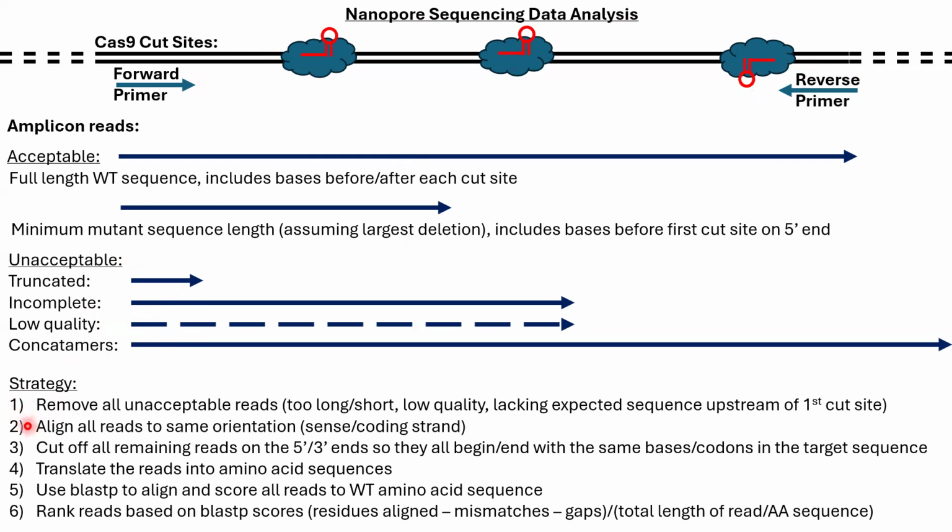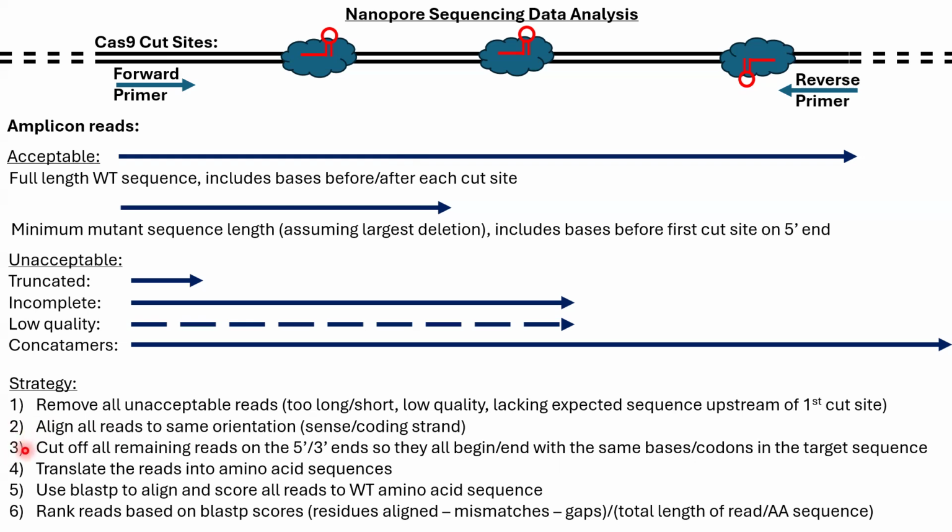After we do that, it's important to note that the reads you get back from Nanopore are going to be in random orientations. So some of them are going to read the coding strand, some of them are going to read the opposite strand. So we need to align all of our reads in Galaxy to our expected wild type sequence. So we're going to do that in step two. After we do that, then we're going to do another modification here.